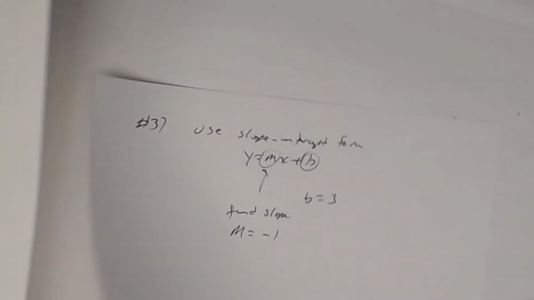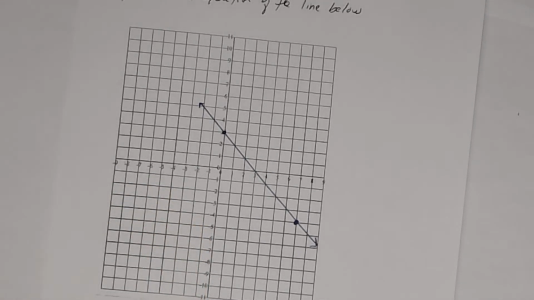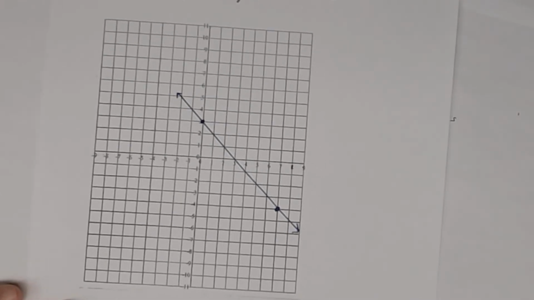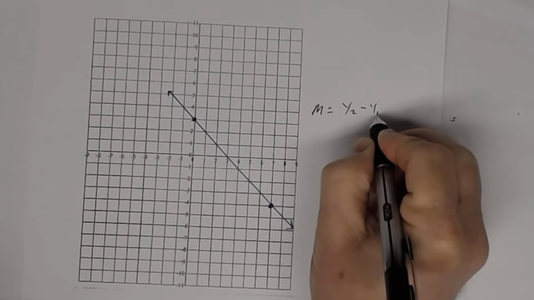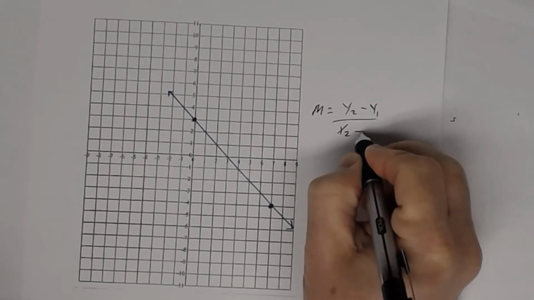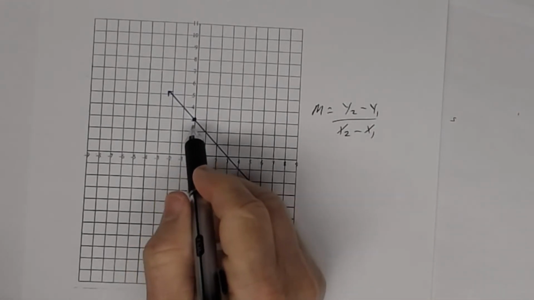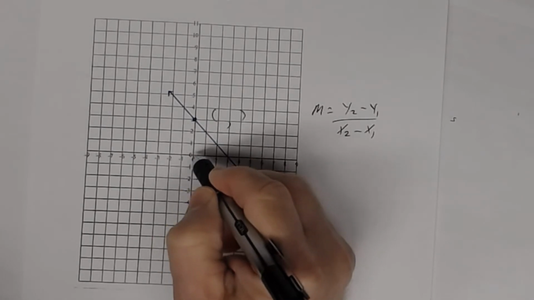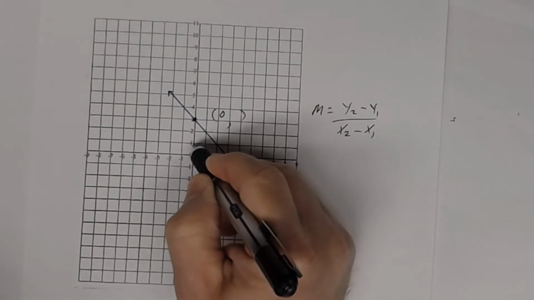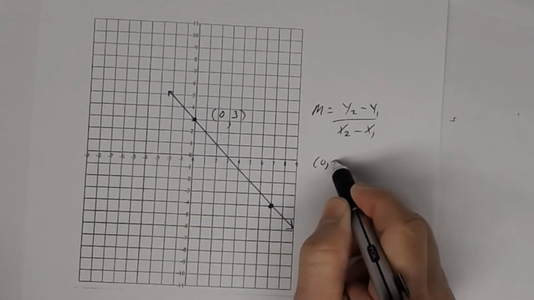But let me remind you that you could have also found the slope using the slope formula, so that's important as well. So let's practice finding the slope of that line using the slope formula. If I'm going to use the slope formula, remember y2 minus y1 over x2 minus x1, I've got to know the coordinates of the points. So here's my y-intercept. Since I'm going straight up, not left or right, my x-coordinate is 0, and my y-coordinate is 3.